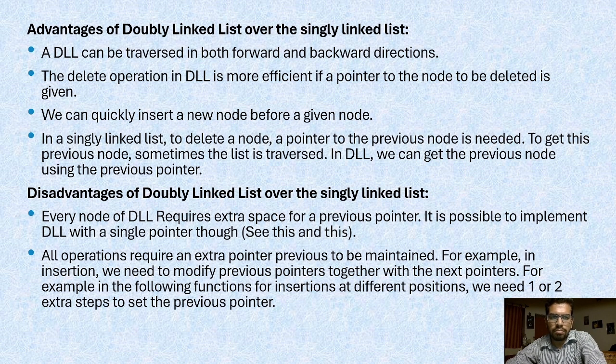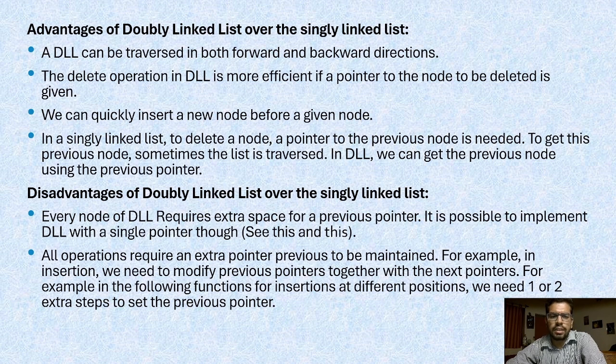Advantages of a doubly linked list over a singly linked list. A doubly linked list can be traversed in both forward and backward directions. The delete operation in a doubly linked list is more efficient if a pointer to the node to be deleted is given. We can quickly insert a new node before a given node. In a singly linked list, to delete a node, a pointer to the previous node is needed. To get this previous node, sometimes the list is traversed. In a DLL, we can get the previous node using the previous pointer.